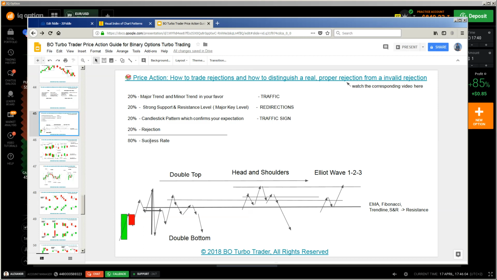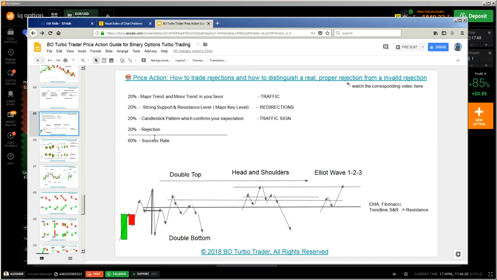You have to understand that you need those things here. You need the trend, you need the key level, and you need the candlestick pattern, and then a rejection can add another 20% to the success rate of a good trading setup. And even if you have all 4 things together, you can still lose a trade, because the market is almost random, yes, and everything can happen.